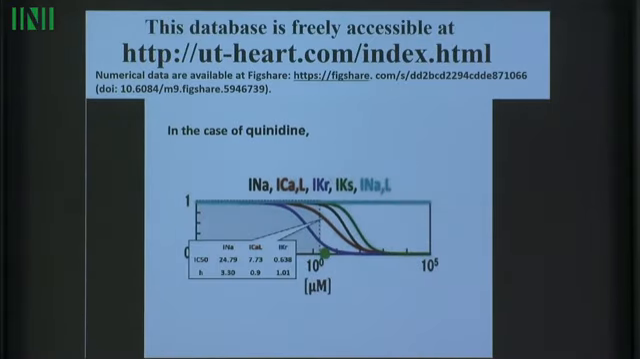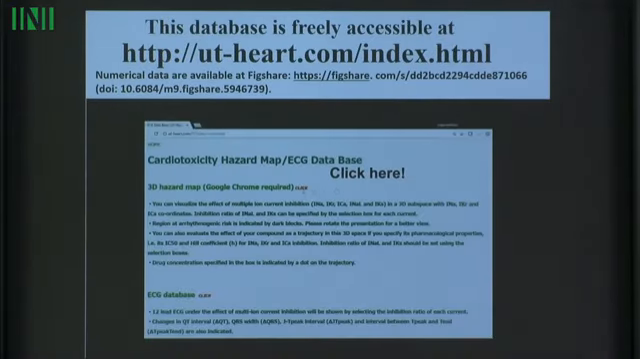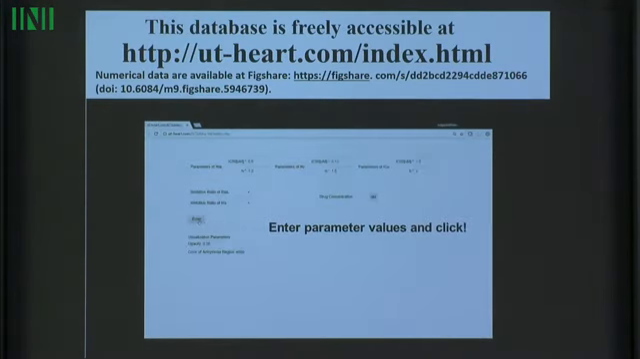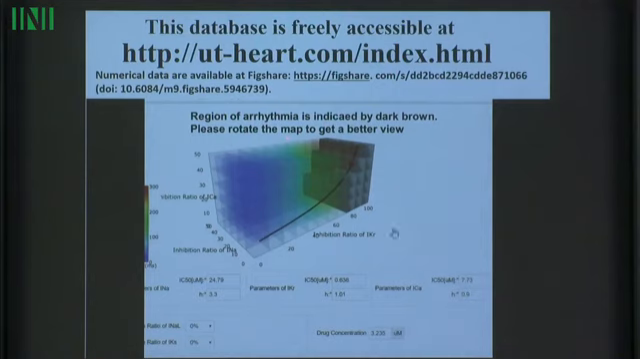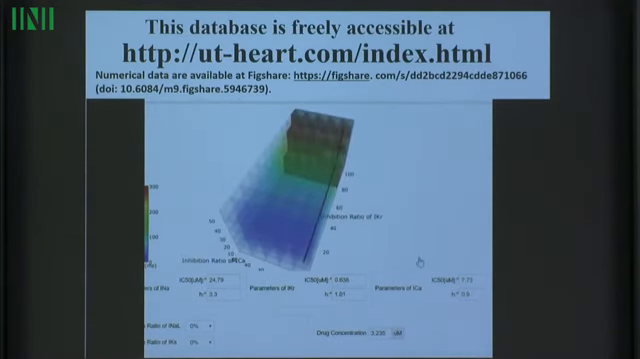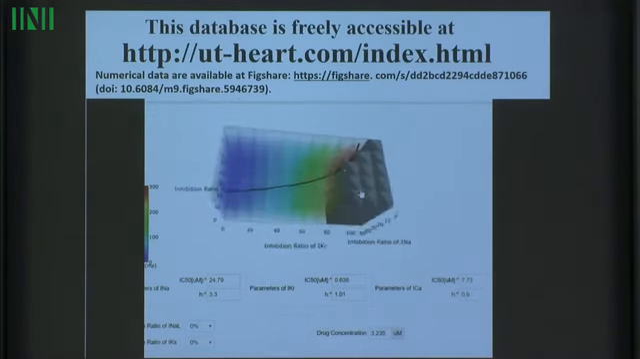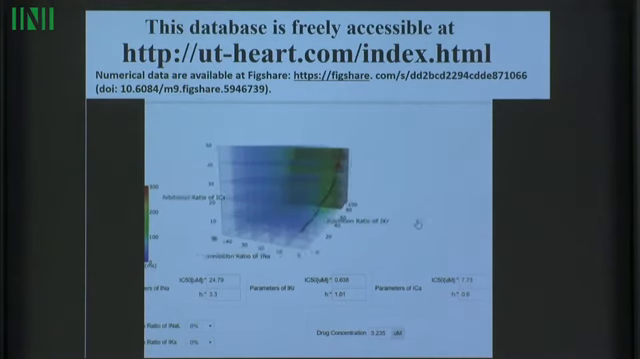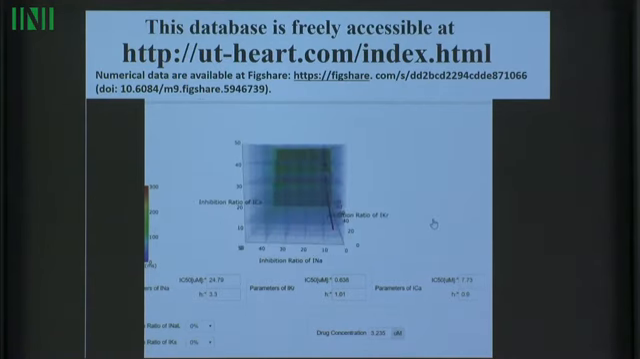This hazard map is accessible freely at our website, so that you can interactively assess your drug just based on the IC50 and Hill coefficient. And numerical data of the ECG are available at the Figshare website too.